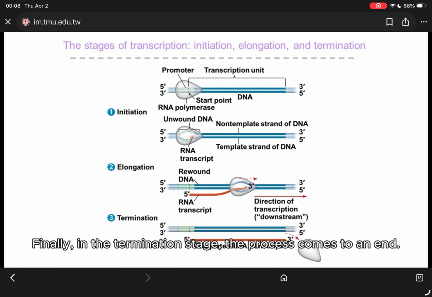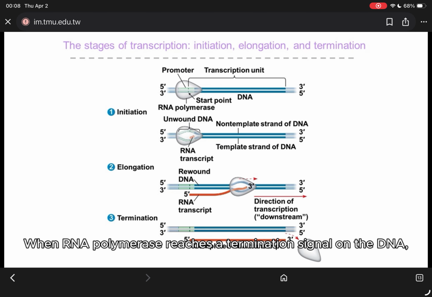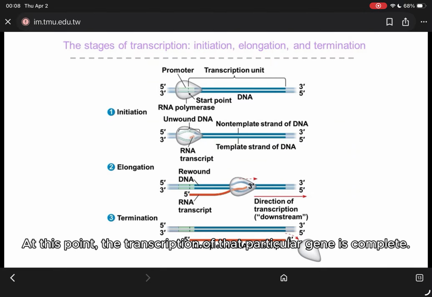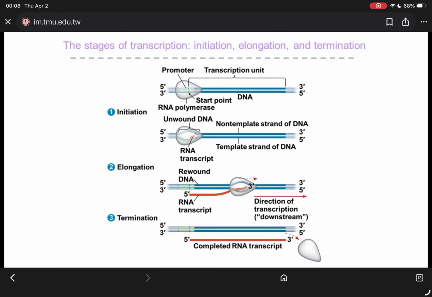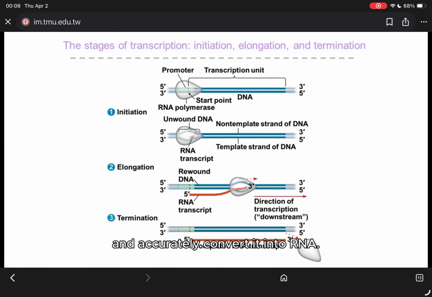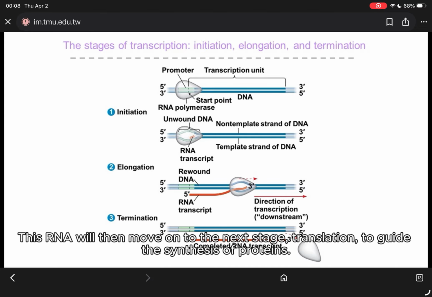Finally, in the termination stage, the process comes to an end. When RNA polymerase reaches a termination signal on the DNA, it stops transcription, releases the newly synthesized RNA molecule, and detaches from the DNA. At this point, the transcription of that particular gene is complete. Altogether, transcription is the mechanism by which cells take a segment of DNA information and accurately convert it into RNA. This RNA will then move on to the next stage, translation, to guide the synthesis of proteins.